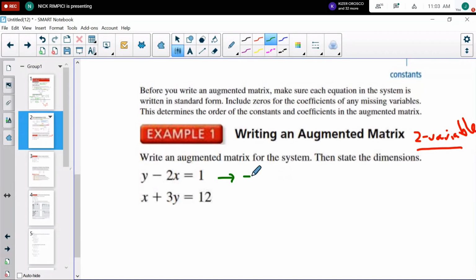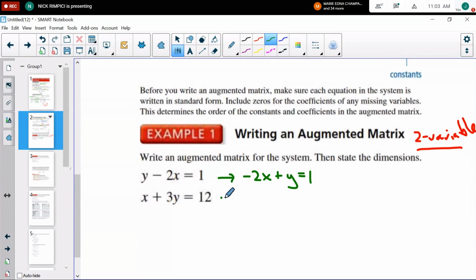-2x plus y equals 1. I agree with that. -2x plus y equals 1. We need the x to go before the y, just like this. So he put the -2x in front of the y, which is perfect. Okay, you're allowed to do that.